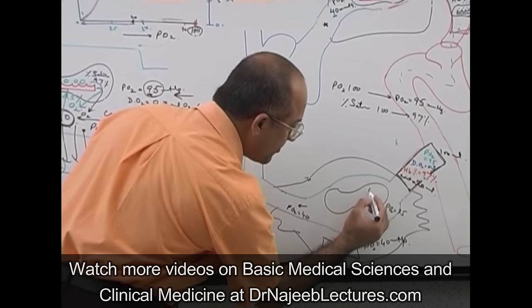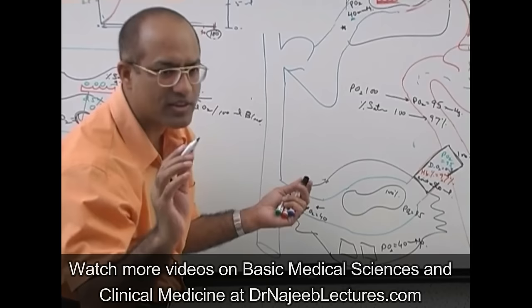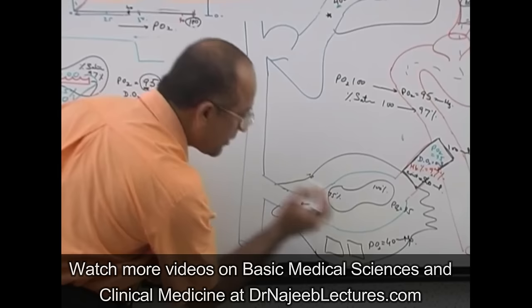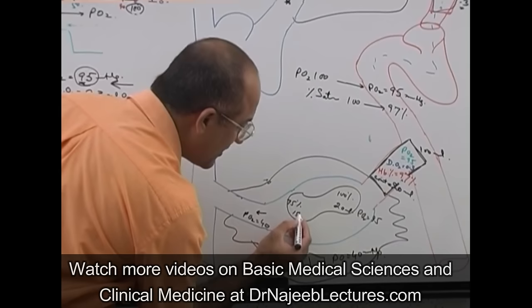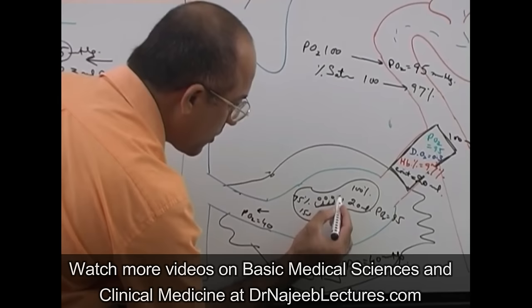About 100%, approximately, truly 97%. And what is the saturation on the way out? 75%. What is the content in the beginning? 20 ml. What is the content in the end? 15 ml. So we can say, out of 4 pockets, 1, 2, 3 are full, 1 has come out.